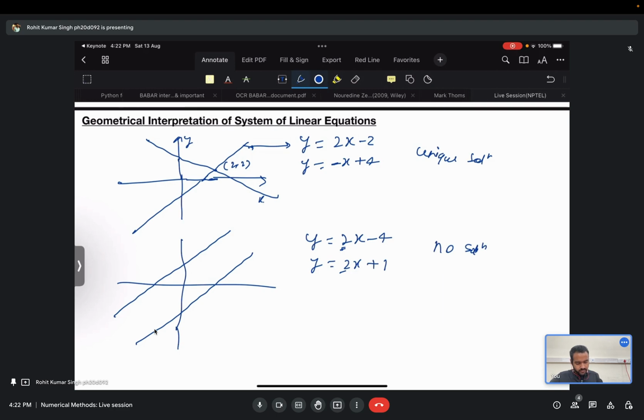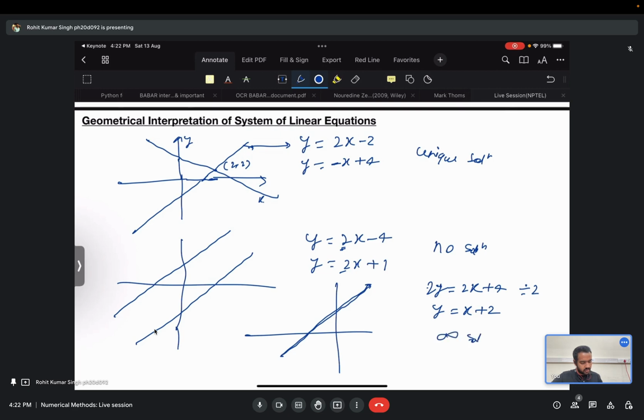Similarly, you can have another set of equations, let's say 2y equal to 2x plus 4 and y equal to x plus 2. As you can see, you can divide the first by 2 and you will have the same equation twice. So it's just the same equation overlapped on itself, so it's an infinite solution case, right? This is in the 2-dimensional system.